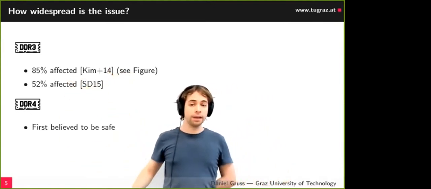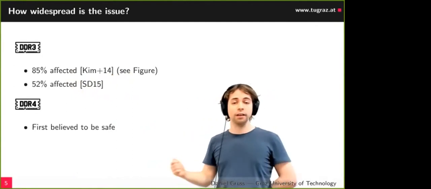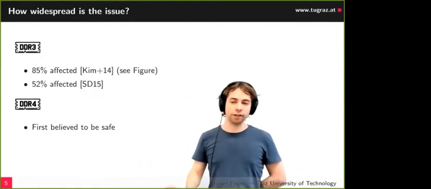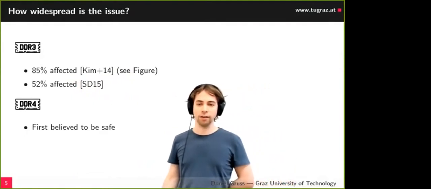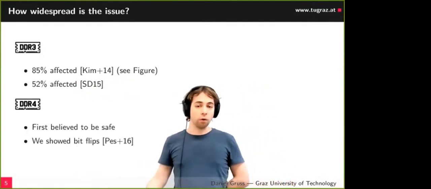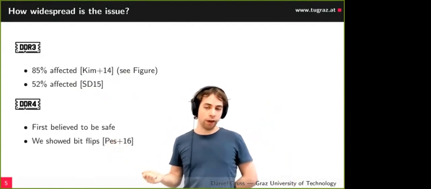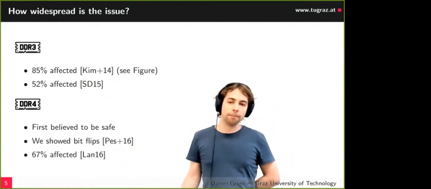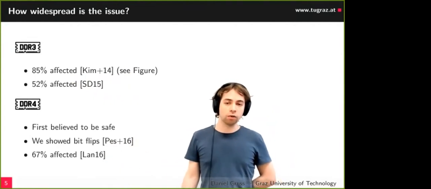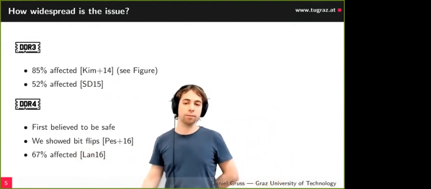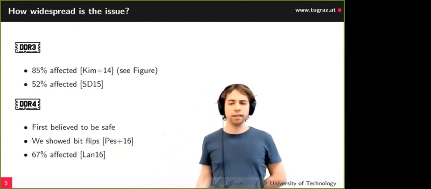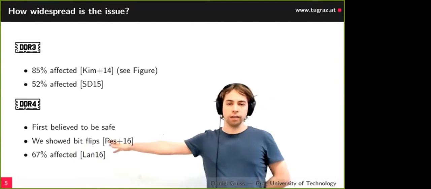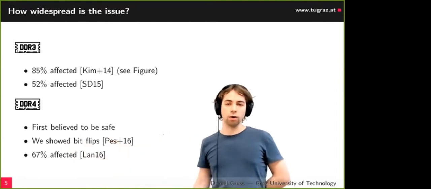DDR4 was first believed to be safe and claimed to be safe. The DRAM vendors went out and said, "Oh, we have mitigations. Everything is safe here." But we showed bit flips on DDR4 as soon as we were able to get DDR4 modules, and that was in 2016. Later on in 2016, Mark Lanteigne also showed that 67% were affected. And there was also a recent study, I think from this year or last year, that also showed that it's approximately in this order of magnitude.